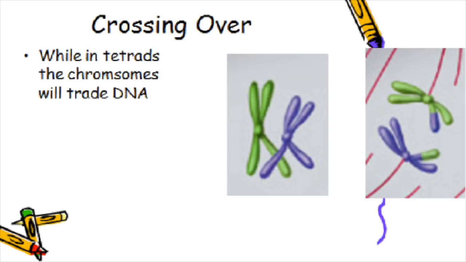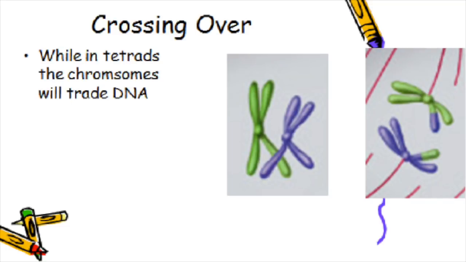So after crossing over, they have shuffled pieces of their DNA, and when they're pulled apart in anaphase, shown on the right, you can see that mom's purple chromosome has a piece of dad's green chromosome at the bottom, and the reverse is true for dad. There's actually a piece of mom's purple chromosome there at the bottom. So they have shuffled pieces of their DNA.